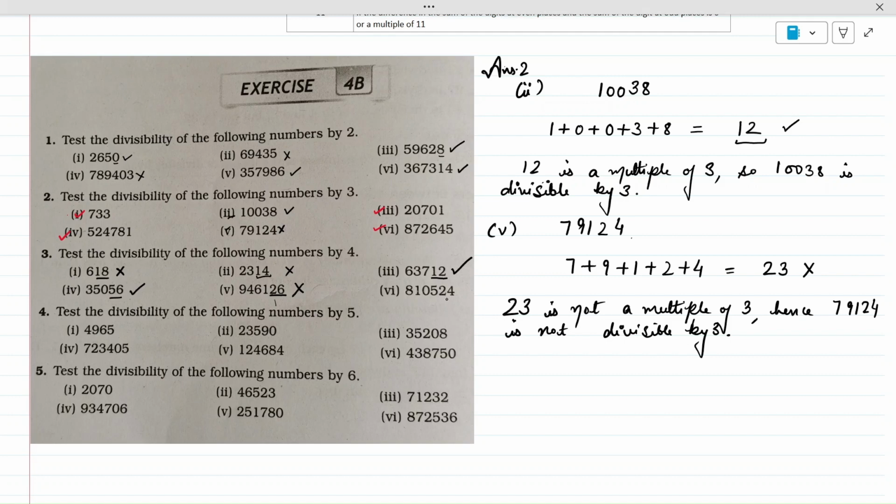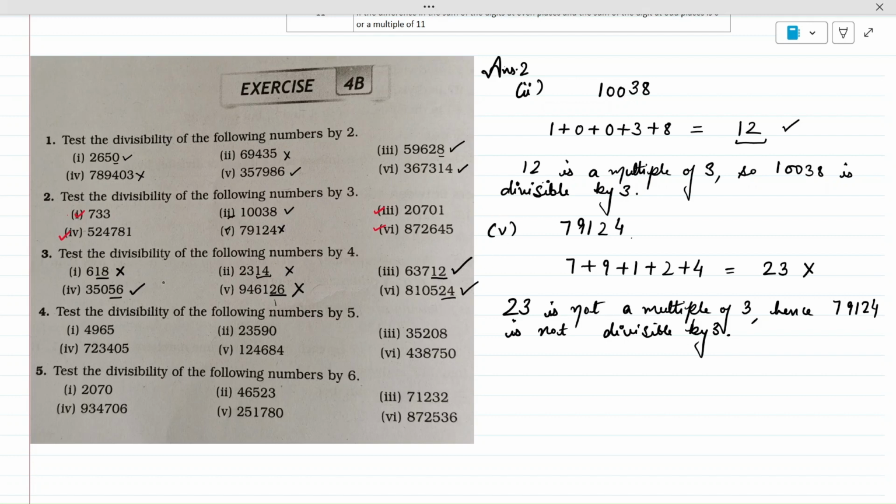And then we have 24. We know that 4 multiplied by 6 will give us 24. 24 is a multiple of 4, right? It is divisible by 4. So the complete number is also divisible by 4.